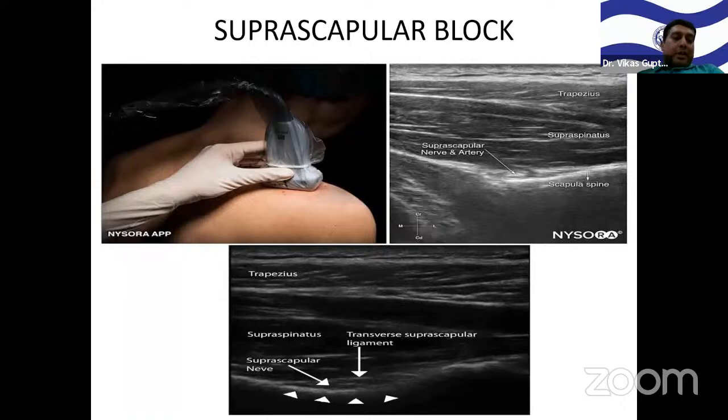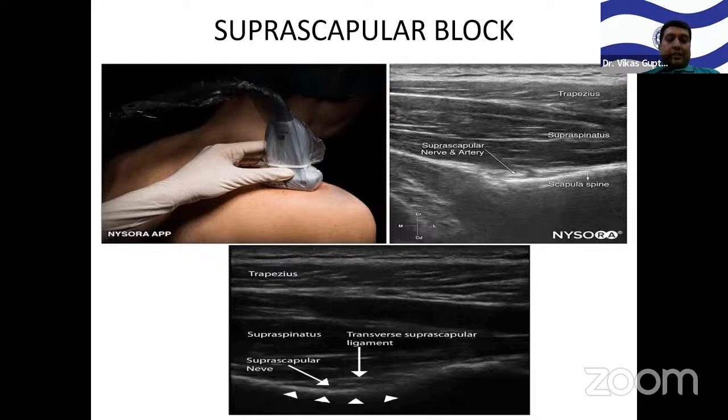Now, the suprascapular nerve block. The transducer will be placed in the coronal plane over the suprascapular fossa. We have to see the spine of the scapula, and we put our probe directly over the spine of the scapula. And we have to search for what we are seeing.